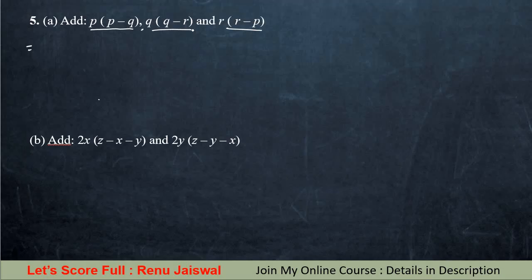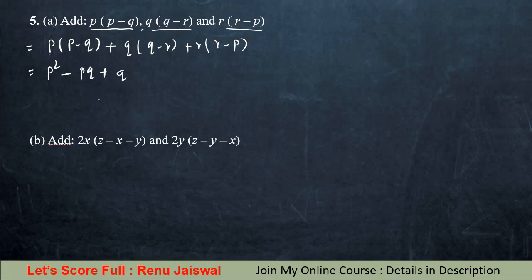So let's start. First I'll write the question. It says multiply, it means multiplication, and then plus because it says add, second term, then add, and then third term. Till now we are expert in multiplication. Just multiply p and p square, plus minus minus, and then q square, plus minus minus qr, r square, plus minus minus rp.